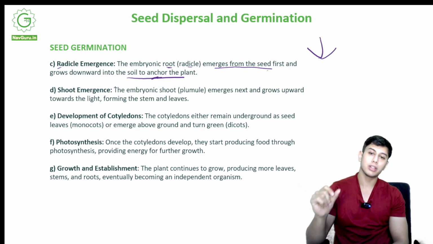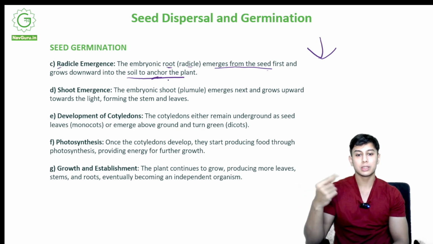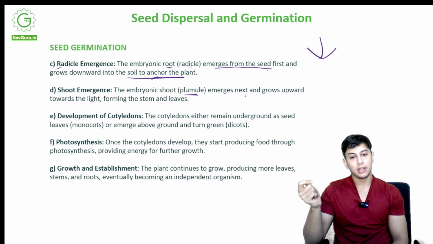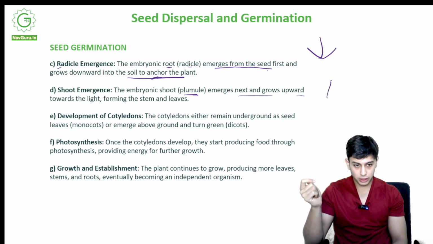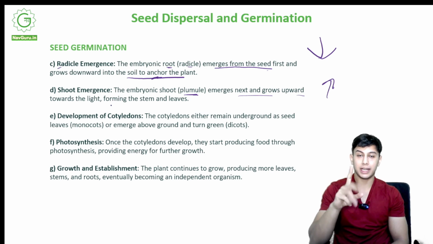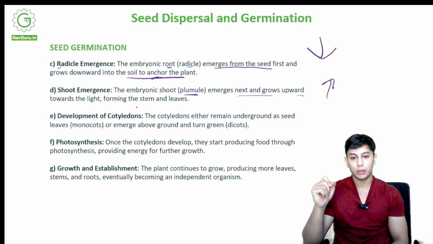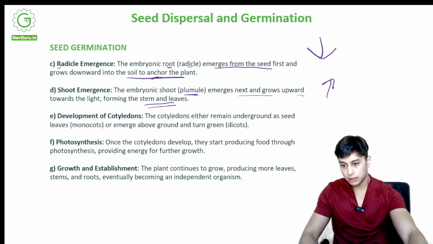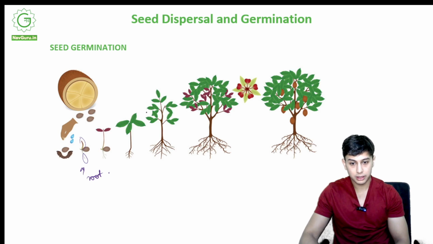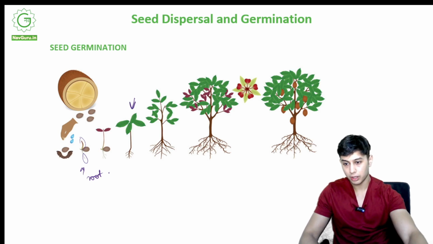Shoot emergence. After the root comes the shoot, which is the plumule. It emerges next and grows upwards towards the light. The root grows towards gravity. The shoot grows towards the light, forming the stem and leaves, right? Stem and leaves.